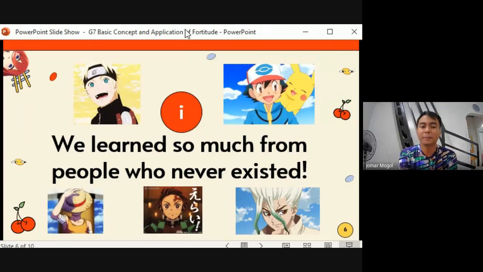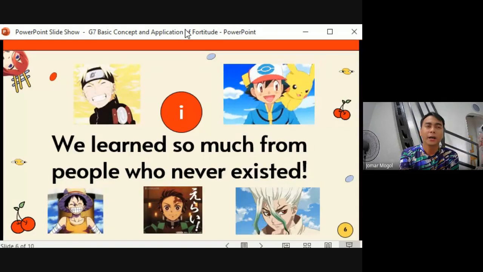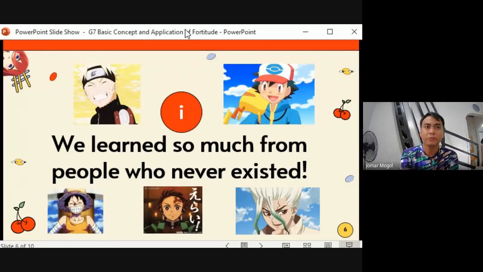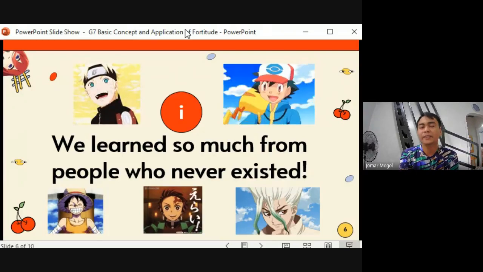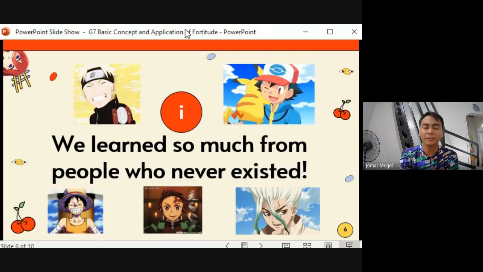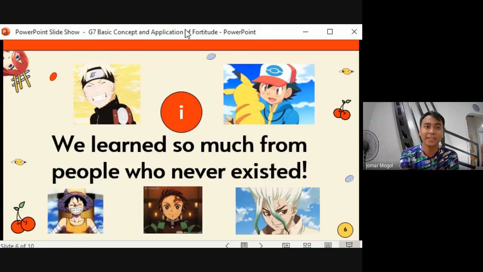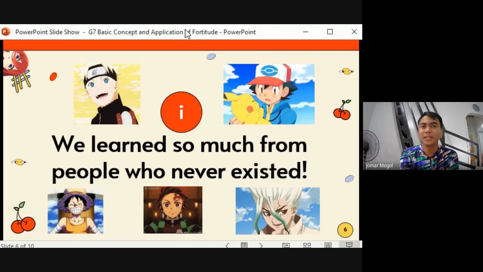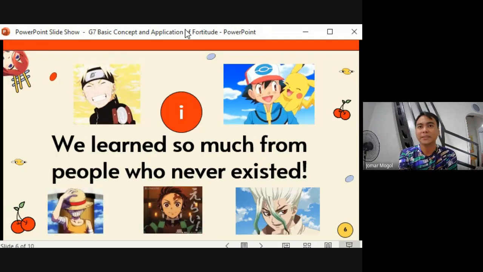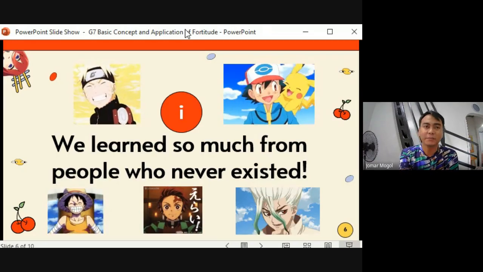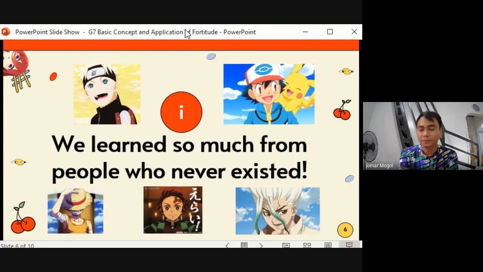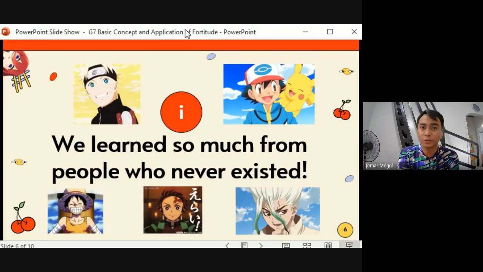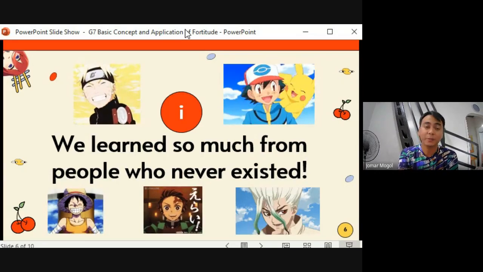Okay, so naapektuhan siya doon. Pero even though his family was murdered by Muzan, the demon, hindi siya nawala ng pag-asa para mabigyan ng katarungan yung kanyang pamilya. He has this will to train himself to get stronger and stronger para malabanan niya yung mga demons.